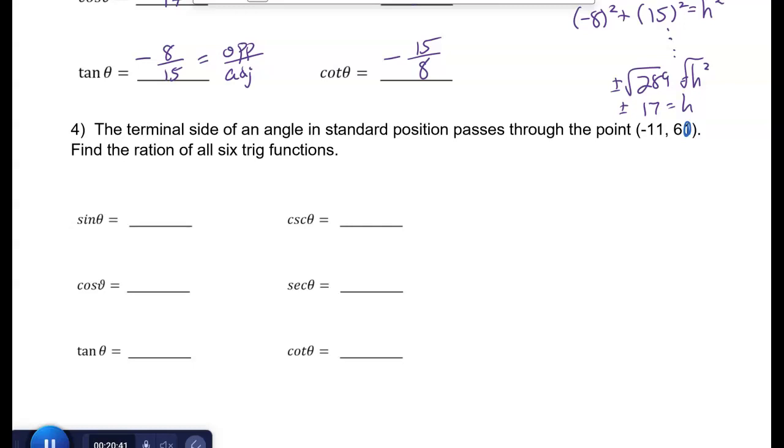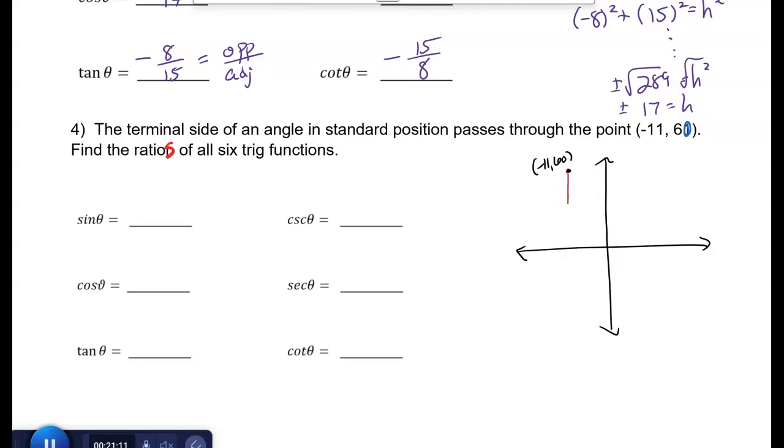Guys, how would we go about this one? It says the terminal side of an angle in standard position passes through the point (-11, 60). Find the ratios of all 6 trig functions. Okay, now did they give me a quadrant this time? Should I know the quadrant based off of my ordered pair? Yeah, what quadrant am I going to be in? Yeah, because I'm over here at (-11, 60).